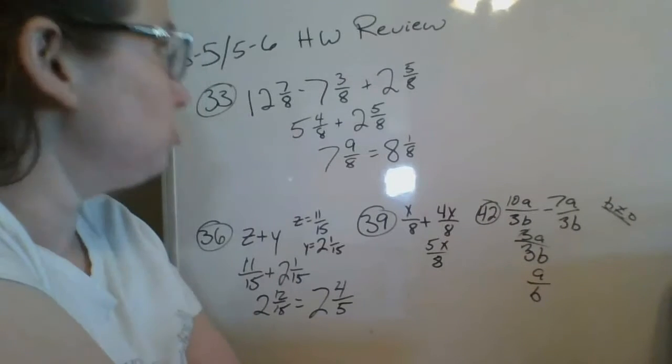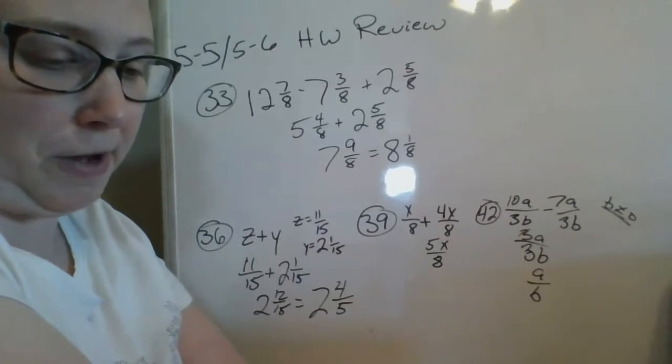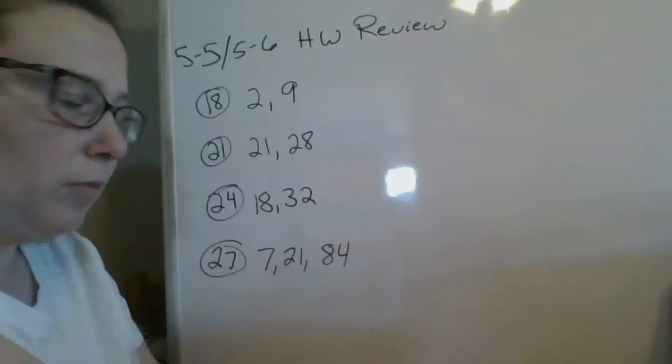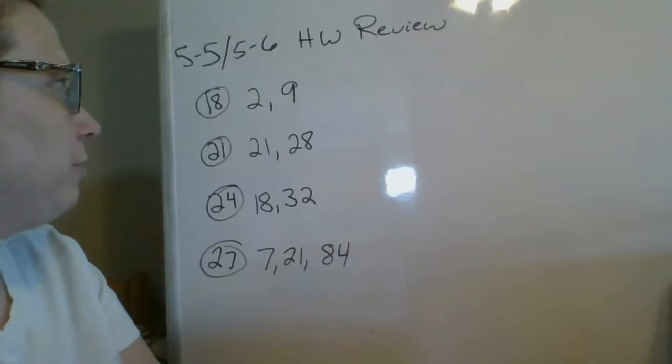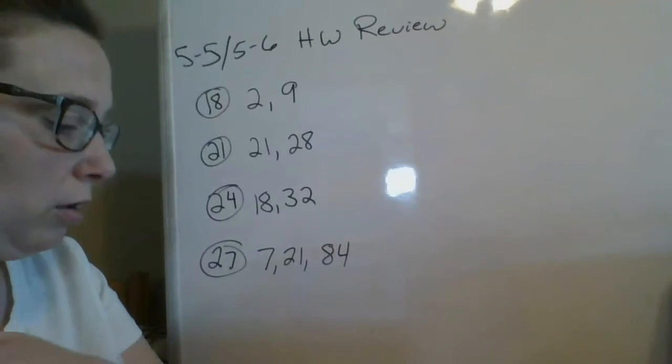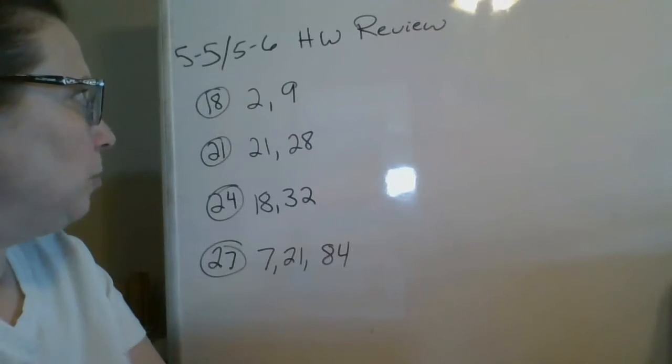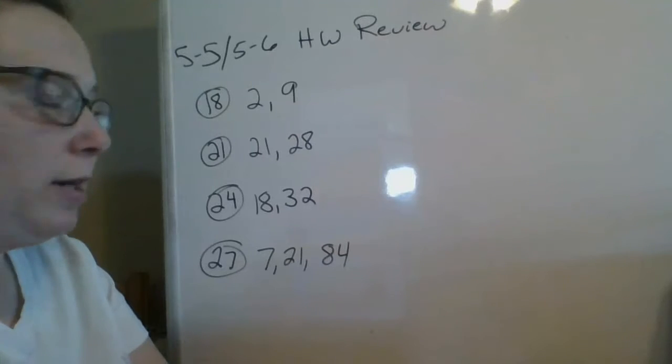Moving on to our problems for 5-6. So in 5-6, we're looking for our least common multiples. Number 18, we have the numbers 2 and 9.